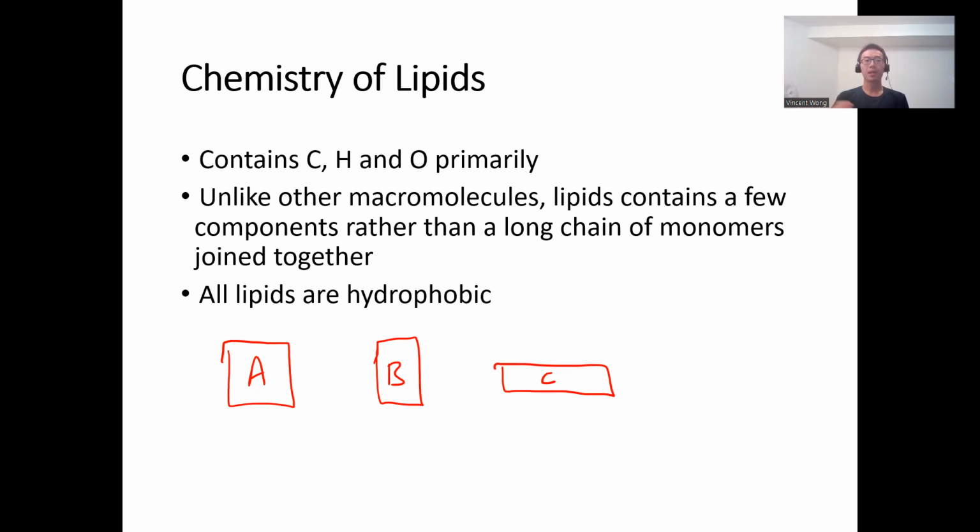All right. All the lipids are hydrophobic. Can someone explain to me what that means? We learned it last class. What does it mean for them to be hydrophobic?